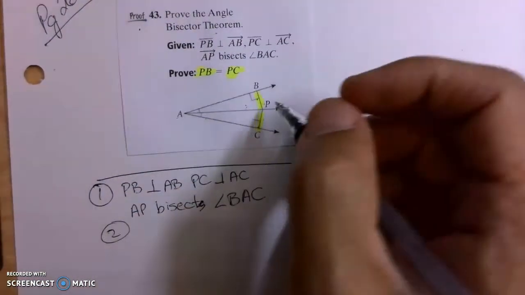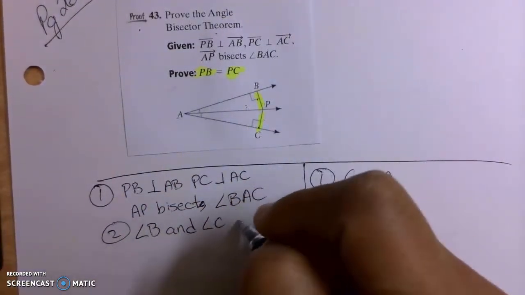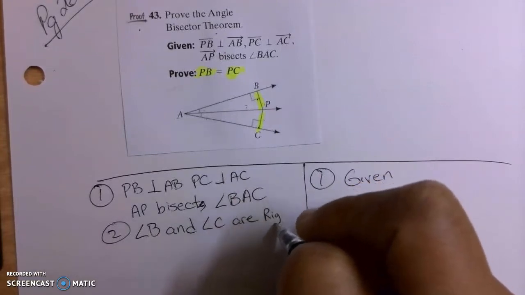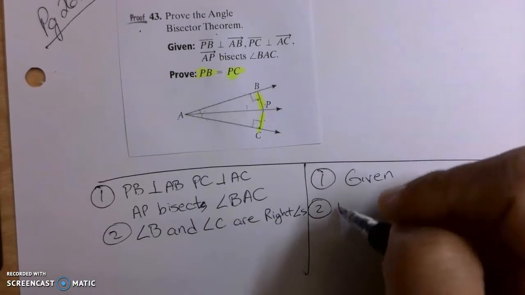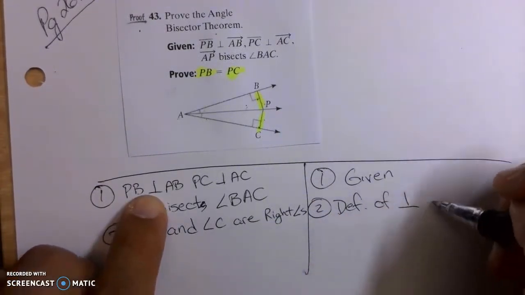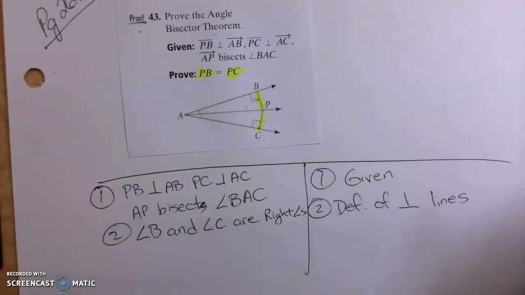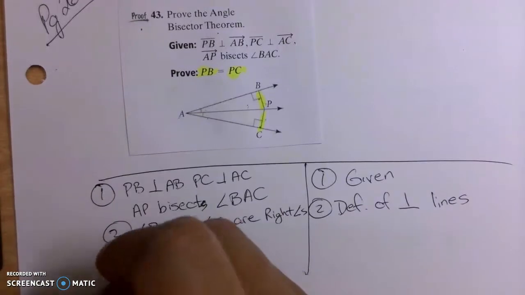First thing I'm going to do is say that these are right angles. So I'm going to say angle B and angle C are right angles. Never mention that they are right angles in the given. But the reason why they are right angles is because definition of perpendicular lines. You've got lines that are perpendicular, they form right angles. Okay, I never said that they're equal yet. So that will be step 3.